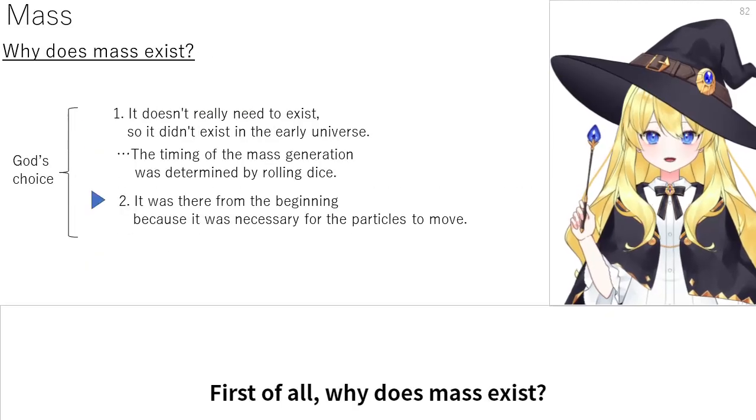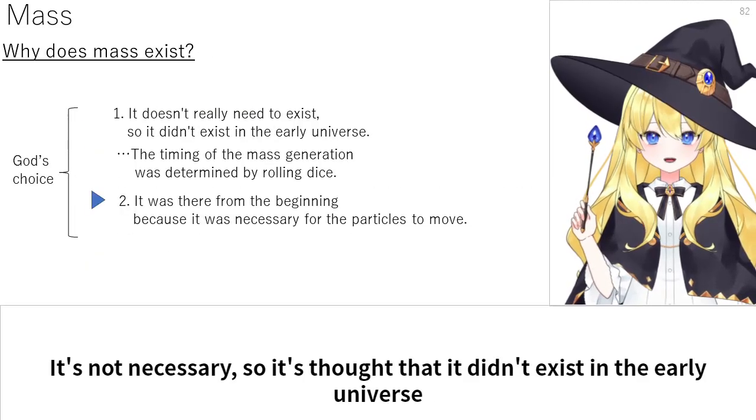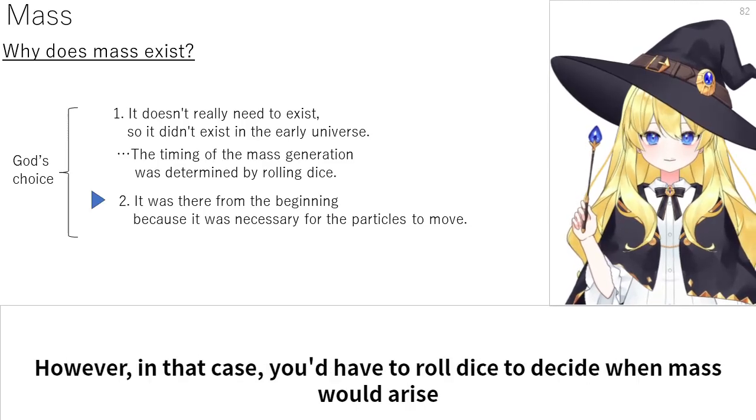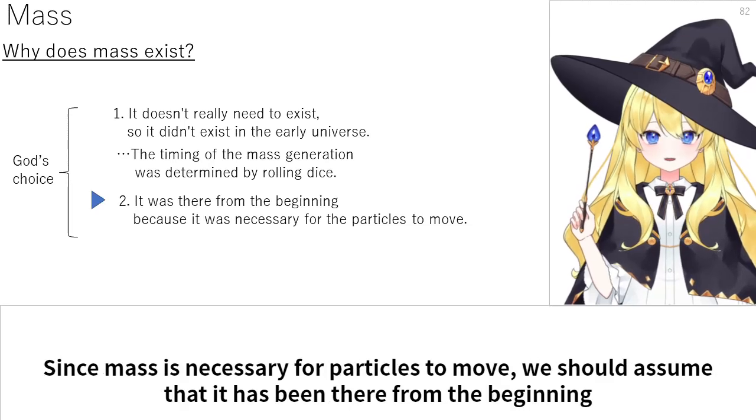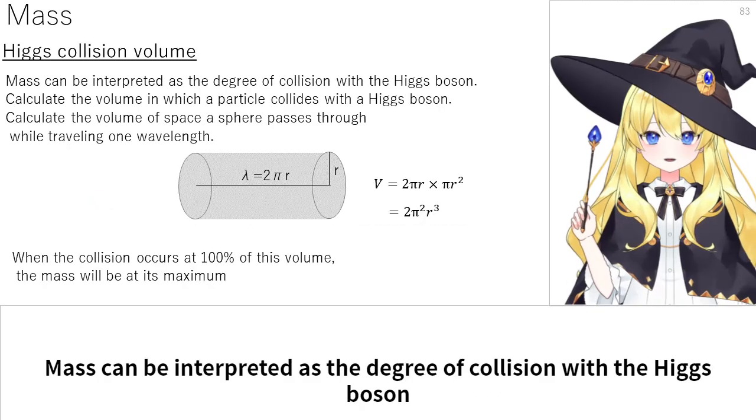First of all, why does mass exist? It's not necessary, so it's thought that it didn't exist in the early universe. However, in that case, you'd have to roll dice to decide when mass would arise. Since mass is necessary for particles to move, we should assume that it has been there from the beginning. Mass can be interpreted as the degree of collision with the Higgs boson.